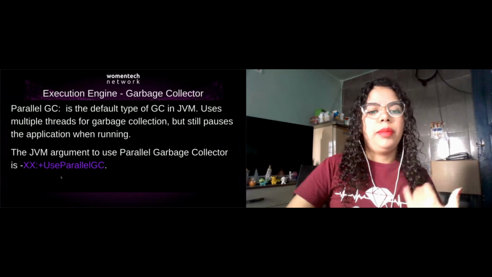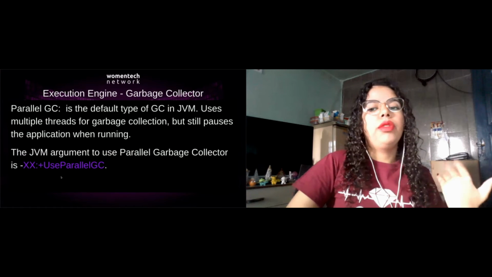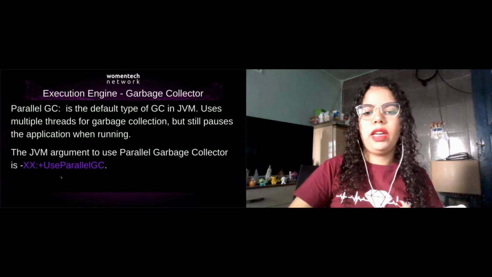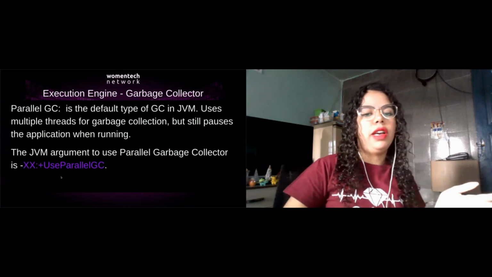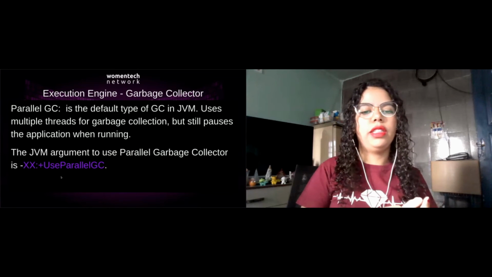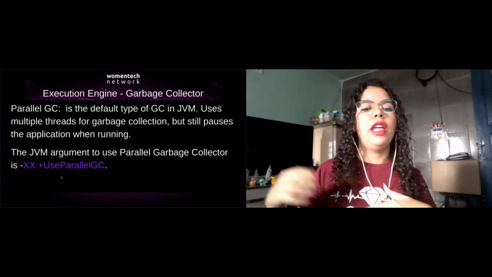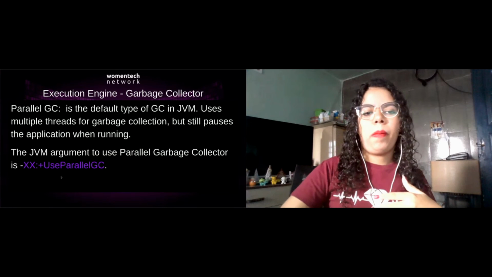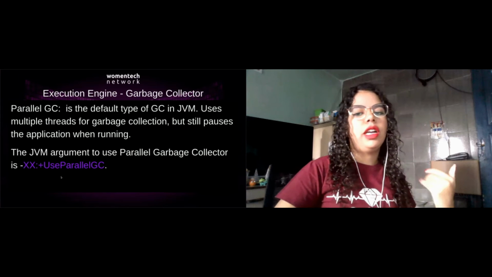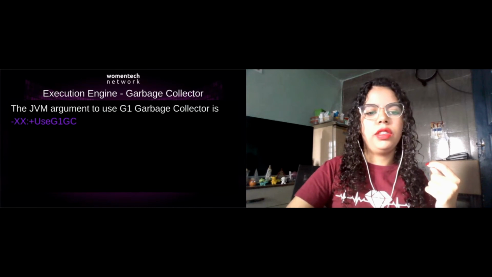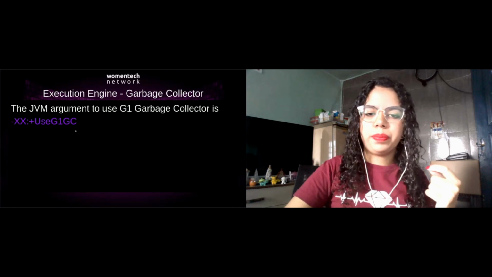And the garbage first is recommended for multi-threaded applications when you have a large heap size available. The heap is divided into equal size regions, and G1 identifies the regions with the most garbage and performs garbage collection on those regions first. And the JVM argument to use the G1 garbage collector is -XX:+UseG1GC.